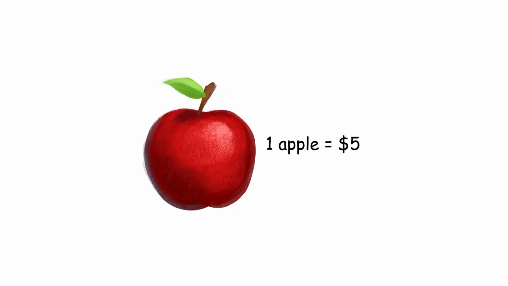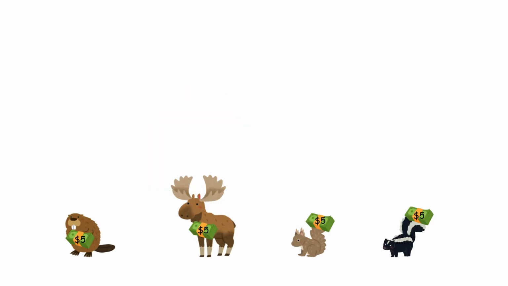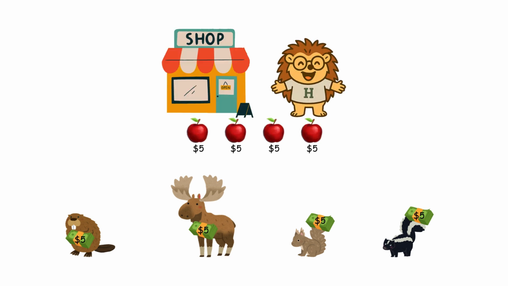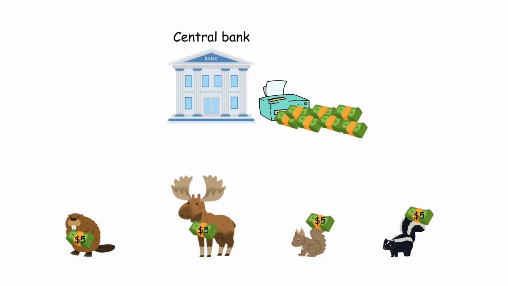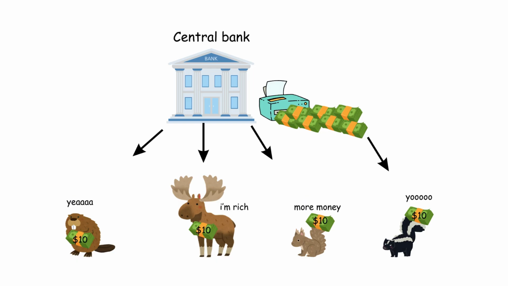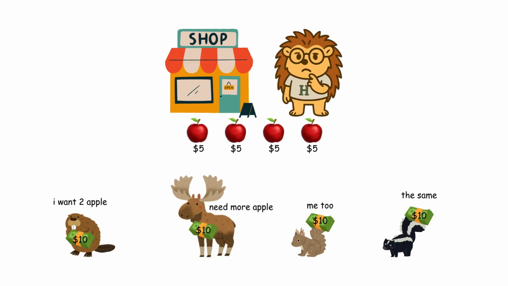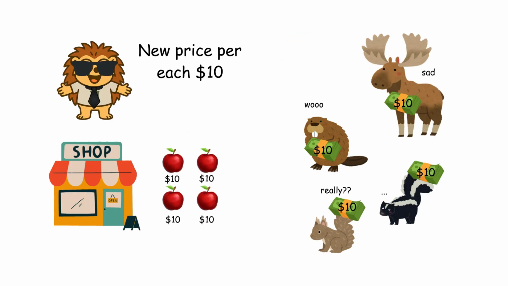Let's say there's an apple that costs $5, and there are 4 people who want to buy 1 apple each at that price. The store has exactly 4 apples. Hedgie is happy to sell 1 to each person, and everyone's satisfied. Perfect balance. But what if the central bank prints a lot of money and gives each shopper an extra $5? Now everyone has $10 and wants to buy more apples. But the store still has only 4 apples.